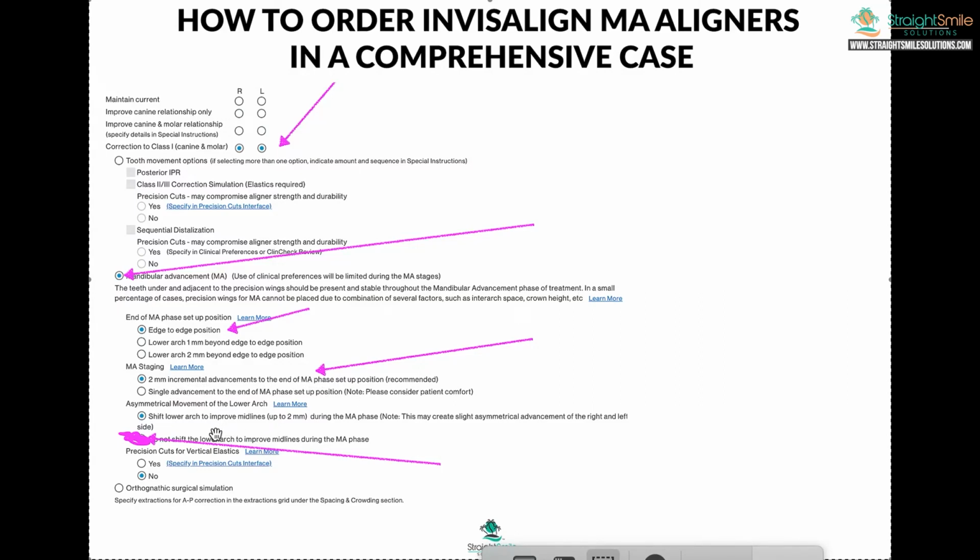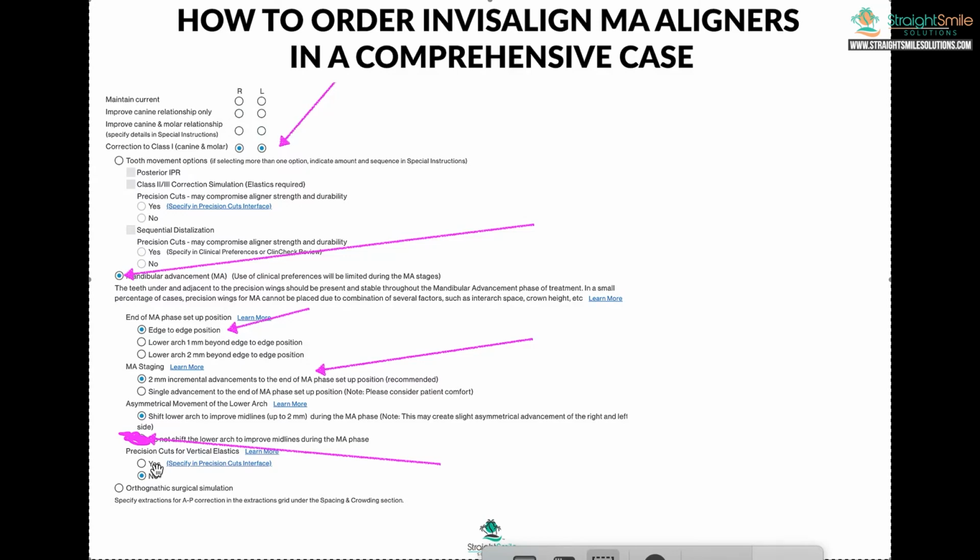I don't love this one. The default is shift lower arch to improve midlines. I don't like that, so I would click this one, and I'll explain it more in another video. Lastly, precision cuts. Defaulted is no. You might want to put yes. We'll talk about that more next time. Okay, so anyways, that's how you do it.